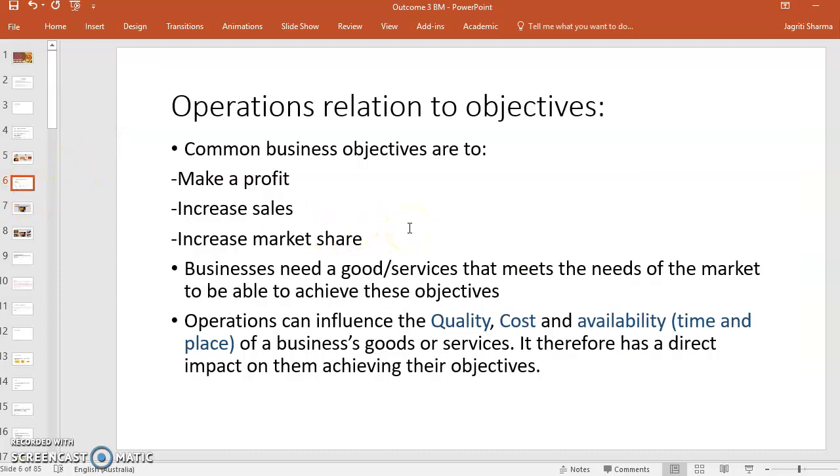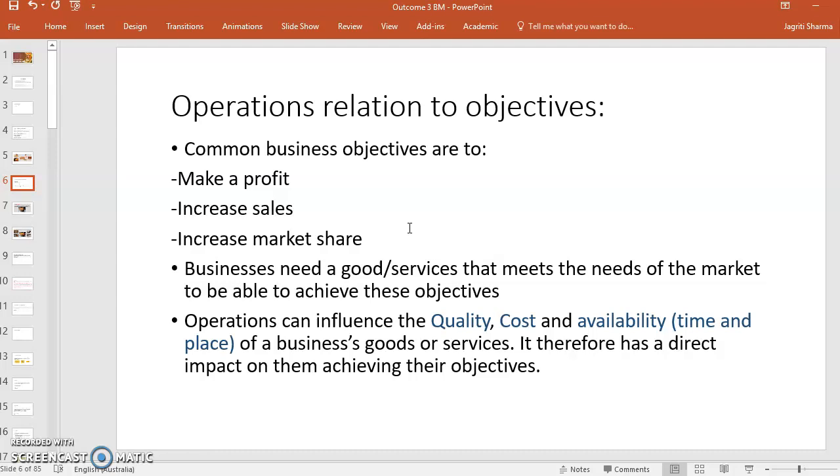Now, operations in relation to objectives. Up until now, we should all be aware of what our business objectives are. The three main objectives that a business needs to fulfill are making a profit, increasing sales, and increasing the market share. So all your operations need to be able to meet these business objectives. Businesses need goods or services that meet the need of the market to be able to achieve these objectives. When you're planning for a business, it needs to meet the needs of the market, so you need to have a target market. What market are you going to focus on? What kind of need is it fulfilling?